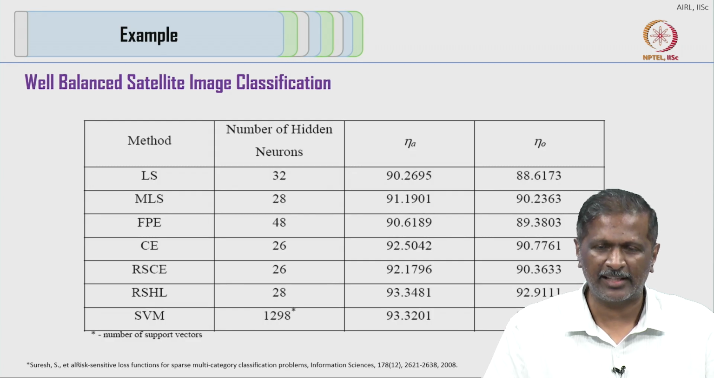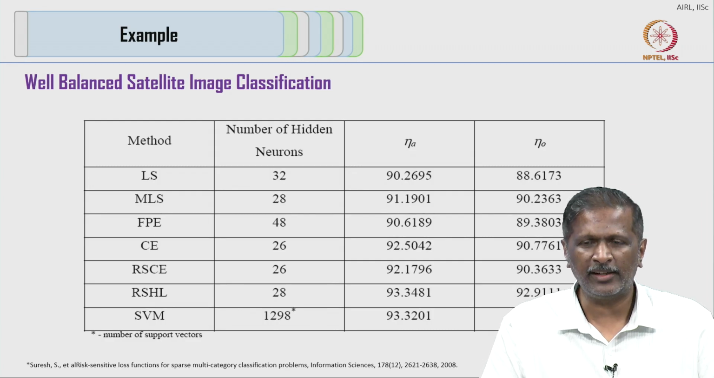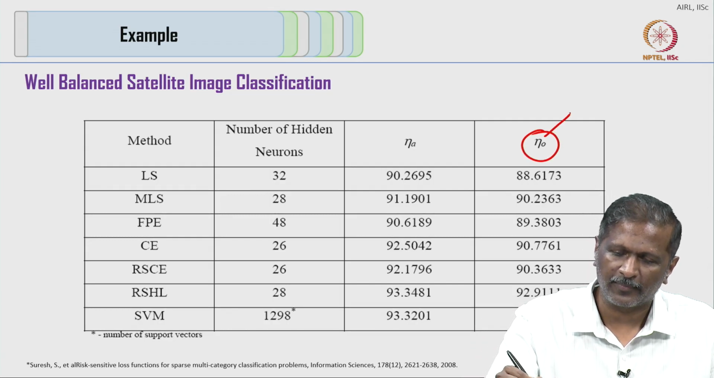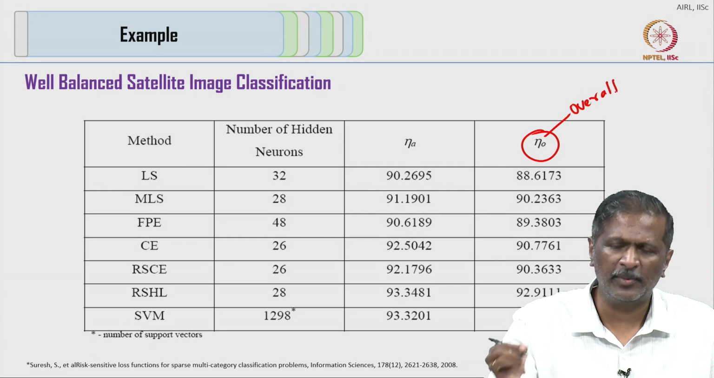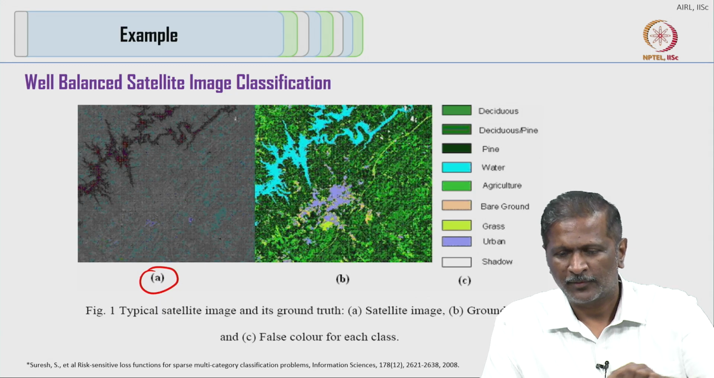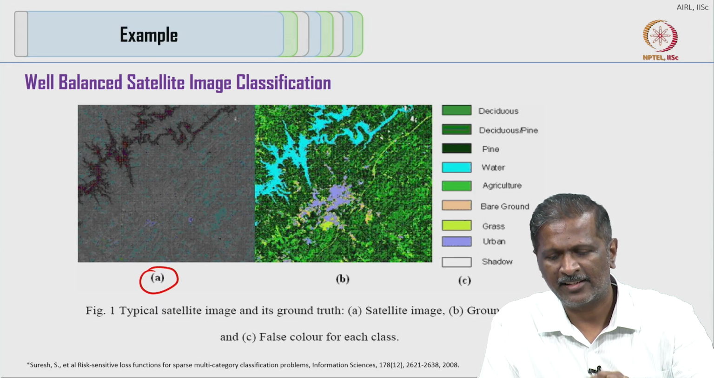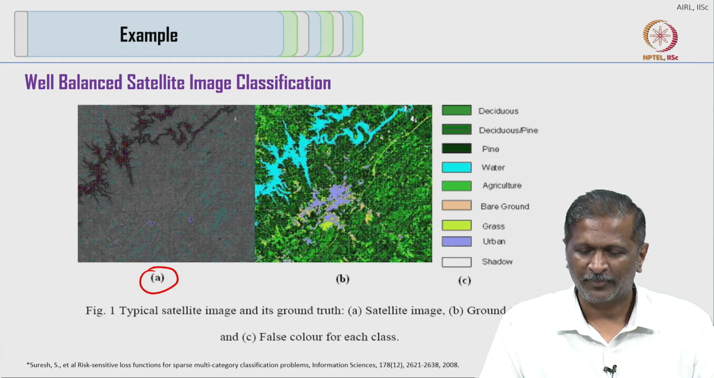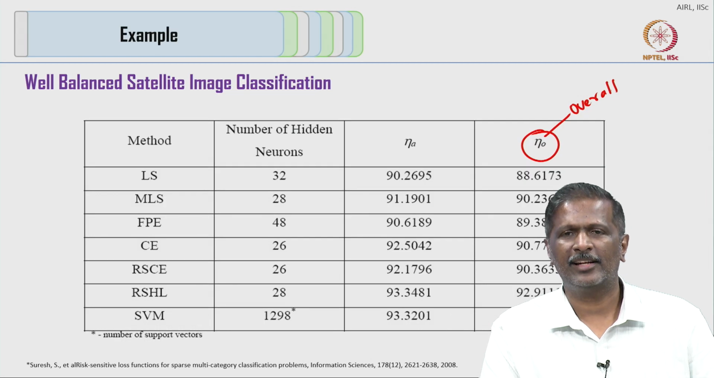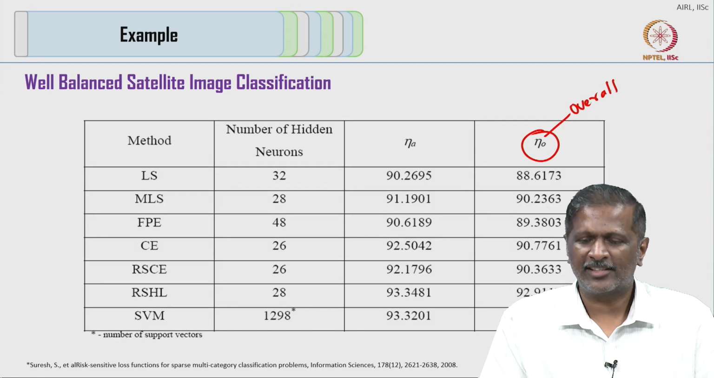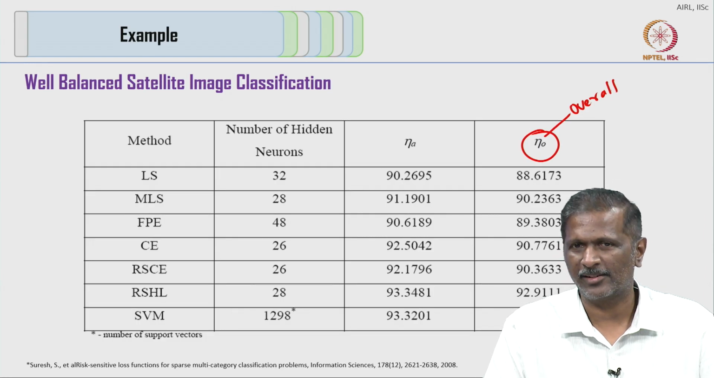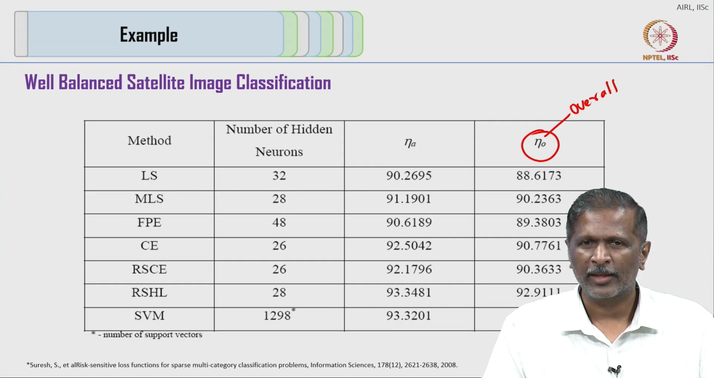Now look at the performance. There are two metrics I am looking at. One is eta O, what we call overall accuracy. What does overall mean here? There are 9 classes. Out of 9,000 samples, how many samples are correctly classified? The number of samples correctly classified divided by the total number of samples is my overall accuracy. We talked about it in the previous lecture. What is average accuracy?